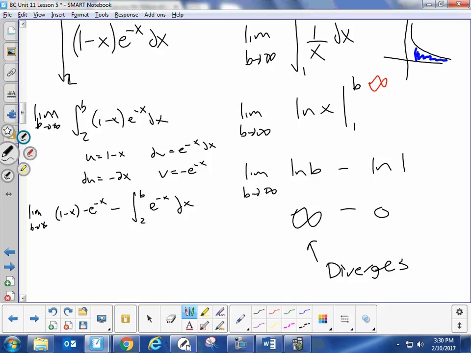Okay, well, I'm going to take this antiderivative, and then I'm going to worry about the b and the 2. So I'll have negative 1 minus x times negative e to the negative x. This will be the antiderivative, negative e to the negative x, so this will be plus e to the negative x. This entire thing, I'm going to find the change between 2 and b, limit as b approaches infinity.